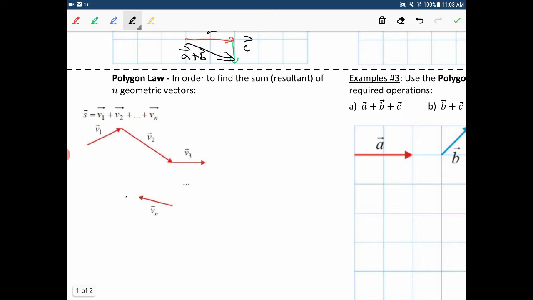For this next one, the polygon law, the idea is that if we just keep on adding on to it, it will work. It doesn't matter how many vectors you add. You take your vector and you take the tail end of the next vector and you match it up with the head, and you just keep going. It doesn't matter if we started here and we end here.